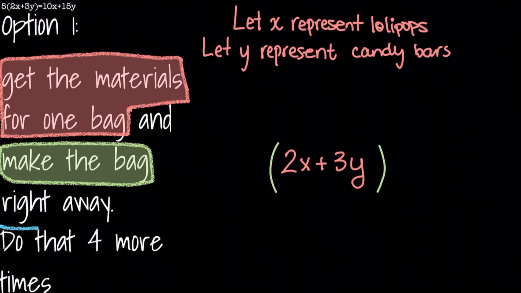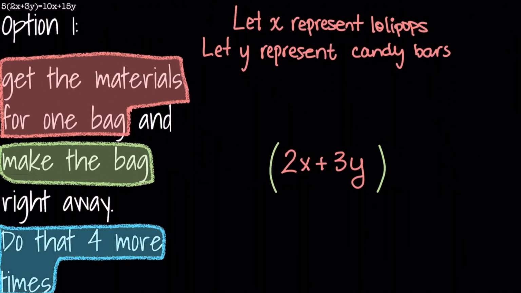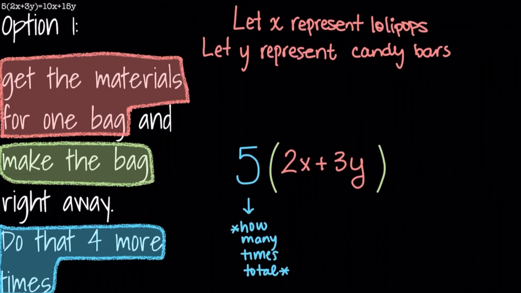Then the next instruction is to do that 4 more times. So in total, you've done it 5 times. So that 5 on the outside is the how many times total. So now we have that first side of the equation that I showed you at the beginning of this MAPPLE.